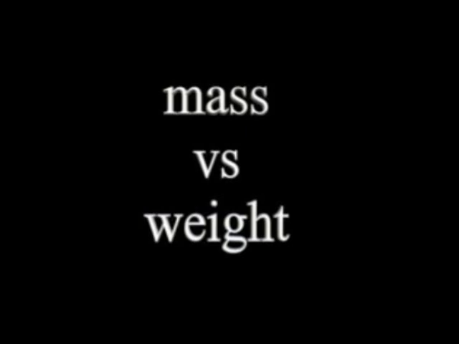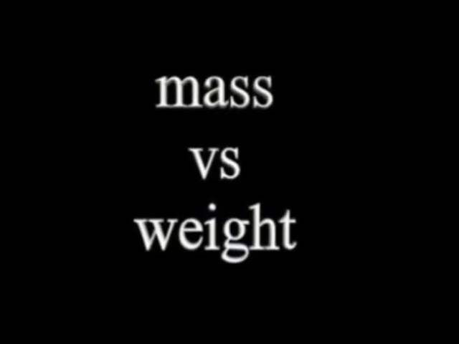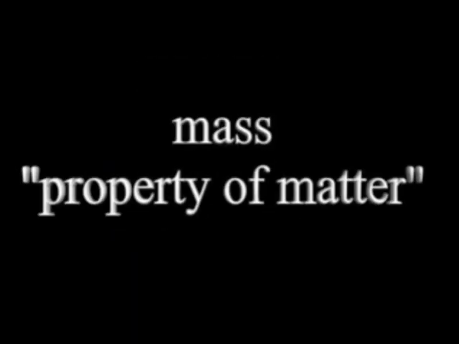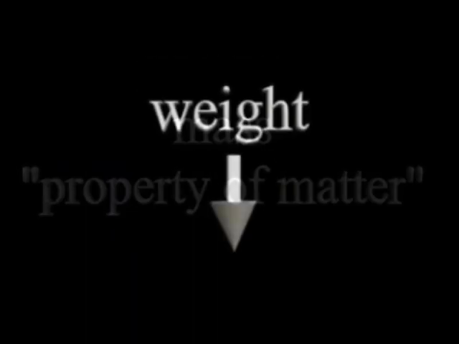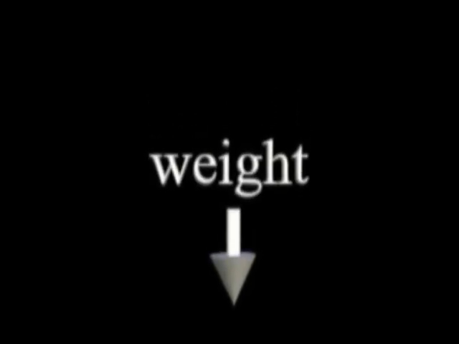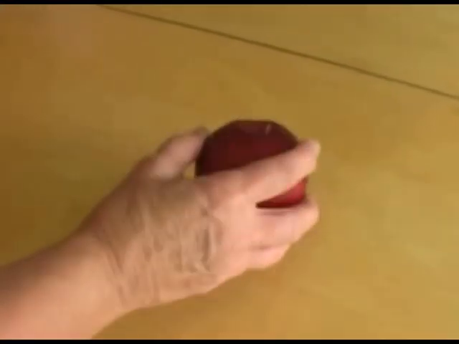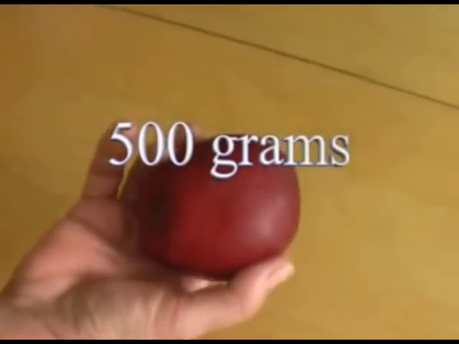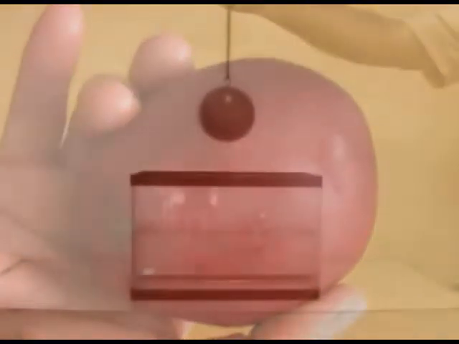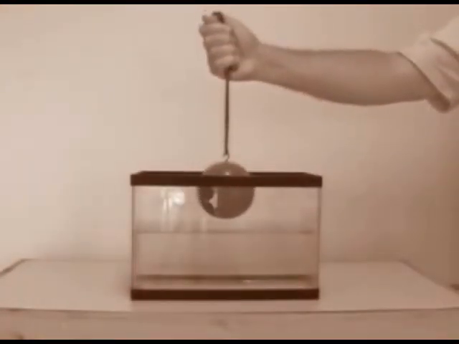In science and engineering, the terms mass and weight mean different things. Mass is an intrinsic property of matter, and weight is the force of gravity acting on an object. But the term weight is commonly used to describe mass. We say, for instance, that an apple weighs 500 grams, even though grams are units of mass. Recognize that calculations will require the units of force.